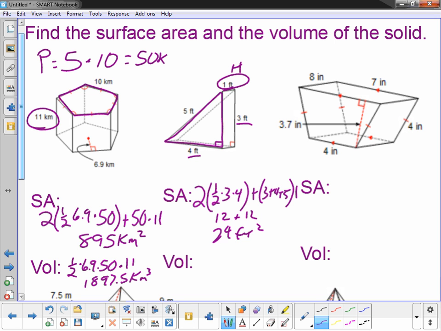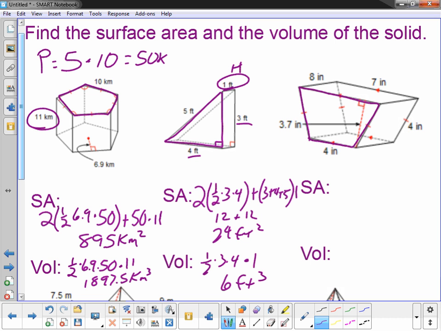And the volume is the area of that base, so 1/2 times 3 times 4 times the height of it, so the distance between is 1, so I get 6 cubic feet. Okay, so now let's take a look at the last one here. It happens to be this shape right here. Well, that shape right there is a trapezoid.